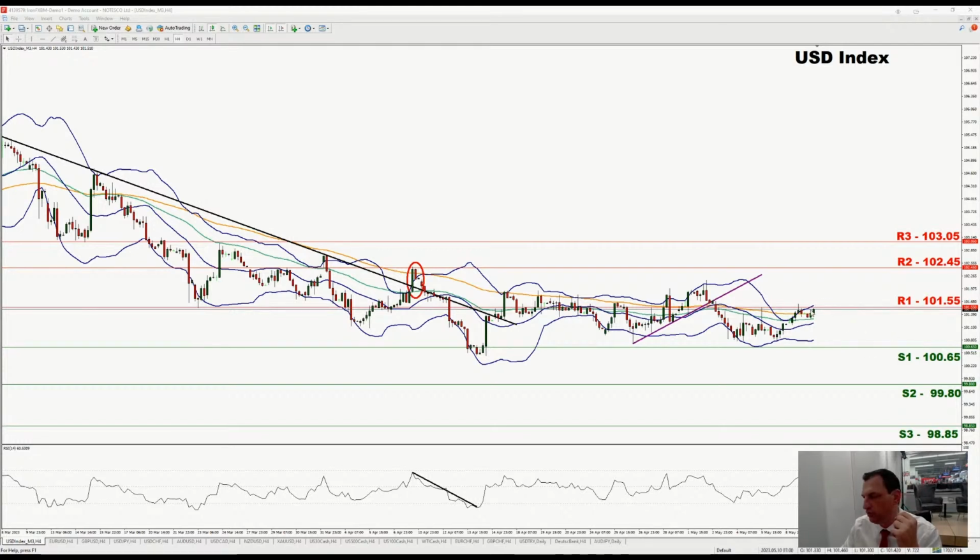For a bullish outlook, we would require a clear break of the R1 101.55, and not only a clear break, but also the price action of the index to start aiming for the R2. On the other hand, for a bearish outlook, we would require the index to drop, not only drop, but also to break clearly the S1 100.65.